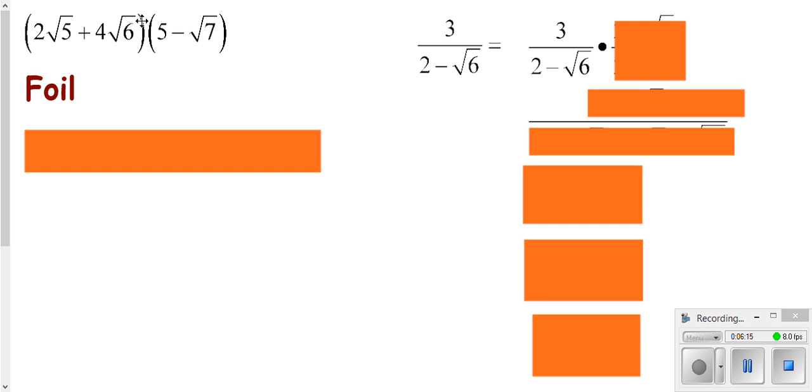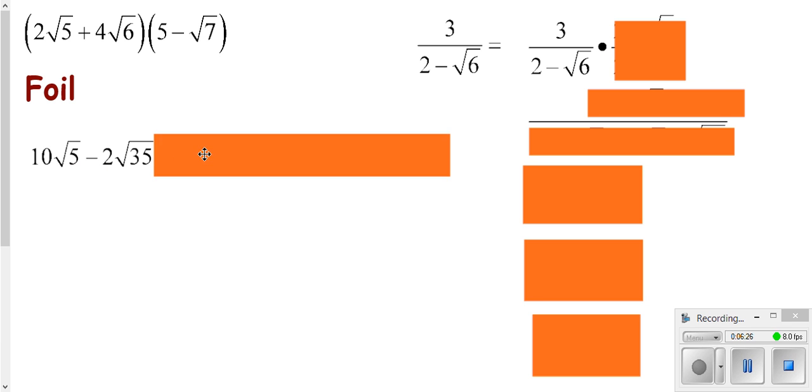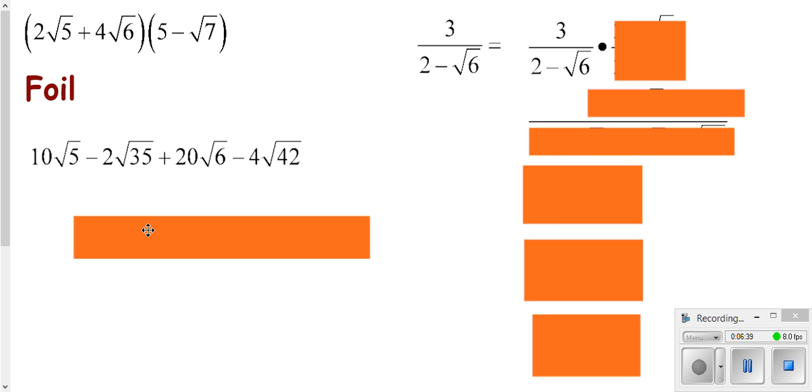Here, we just have to FOIL. So 5 times the 2 root 5 is 10 of those root 5's. Multiply your outer terms together. It'd be a negative 2 of the root 35's, because 35 comes from the 5 times the 7. Multiply the inner terms together, and that gives us a positive 20 of the root 6's. And multiply the last terms together, it gives us a negative 4 of the 42's.